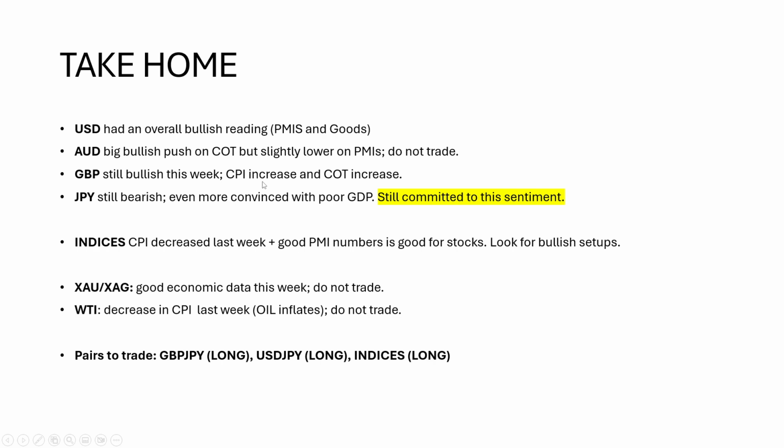Pound was bullish this week. CPI increased, COT increased as well. Sentiment. Yen, I'm still convinced yen is bearish. I'm going to stay with this until some big news.